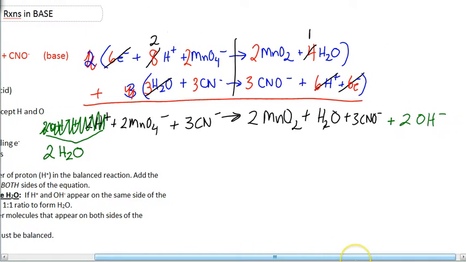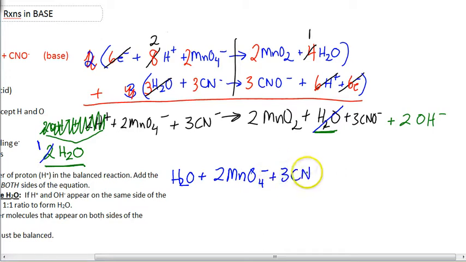Now we need to reduce any duplicates. And what we see here is that we've got a water on the product side and 2 waters on the reactant side. So that will reduce. This water will cancel with one of these waters, leaving behind just 1 water. So now, let's rewrite what we have. We have an H2O on the reactant side. We have 2 MnO4 minus. We've got 3 CN minus. And that turns into 2 MnO2s. And the H2O is gone. And 3 CNO minuses and 2 OH minuses.